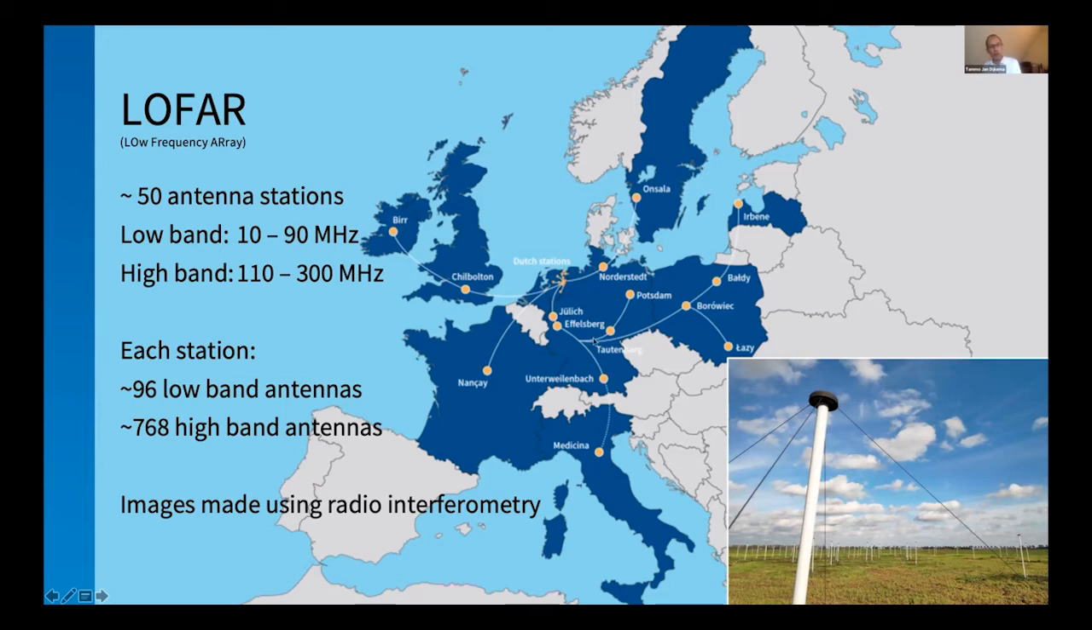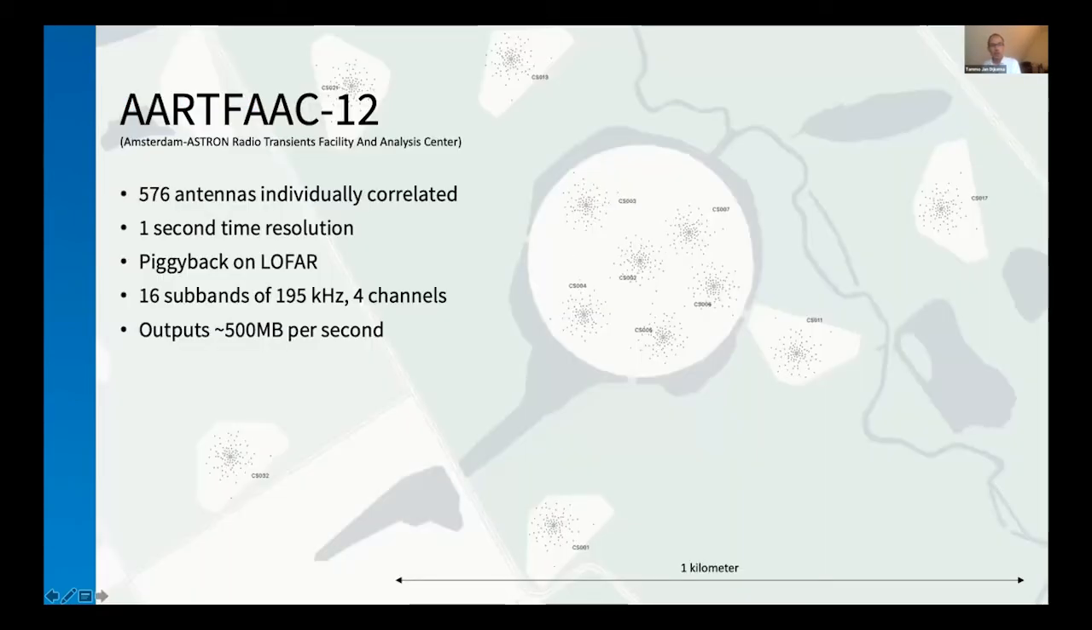Now, in the normal operating mode, LOFAR has a field of view of about 5 degrees, which is way too small to catch meteors, or you have to be really lucky. But luckily, there's also another instrument attached to the antennas, which is AARTFAAC, which is 500 antennas, almost 600, of LOFAR in an area of around 1 kilometer. They are correlated individually.